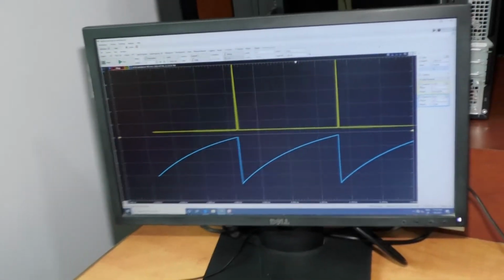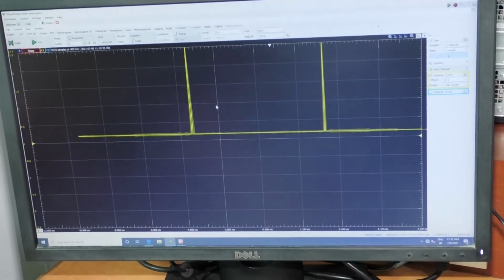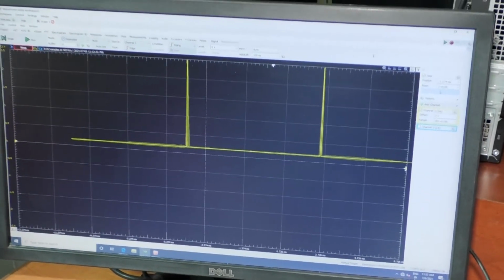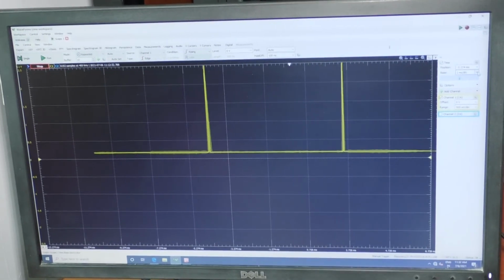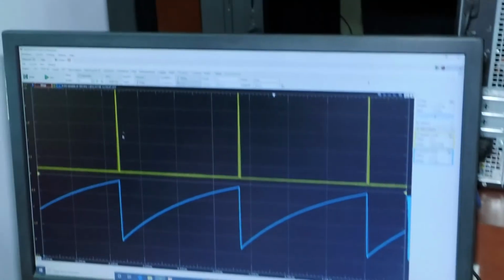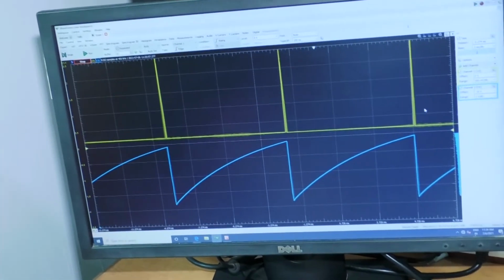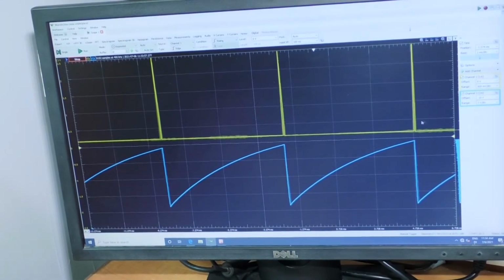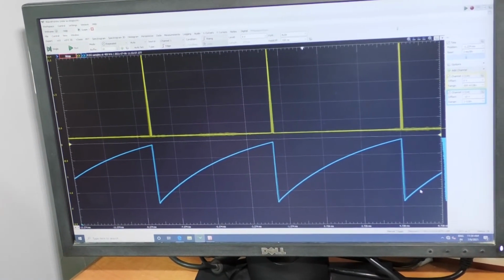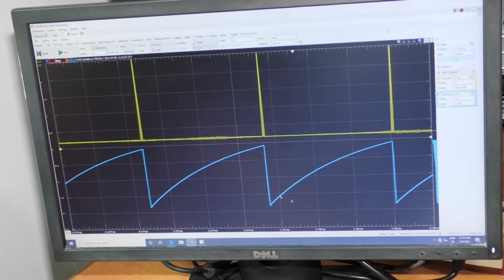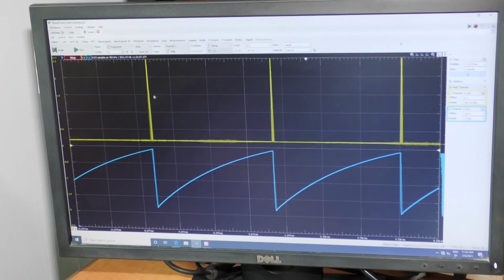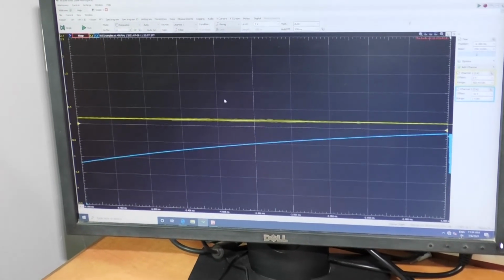Here the spikes are the output across base B1 and B2, and this is the output across the emitter end, that is across the starting end of the capacitor. Depending upon the charging and discharging of the capacitor, the output voltage you are getting is spikes.